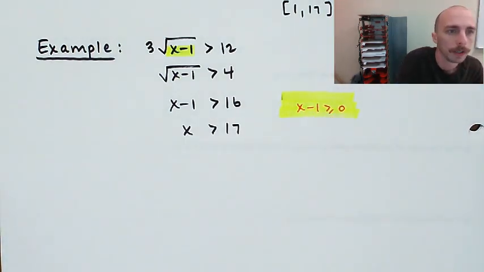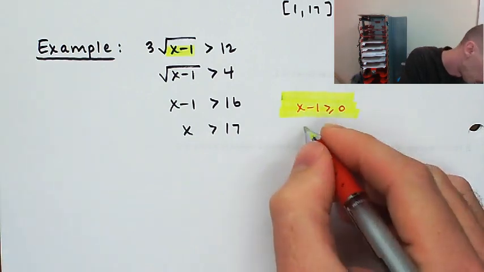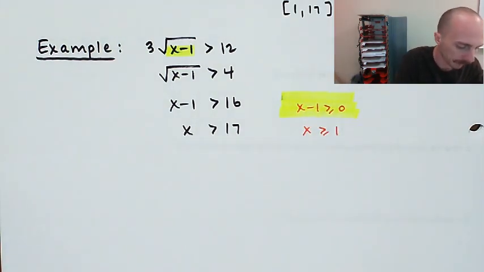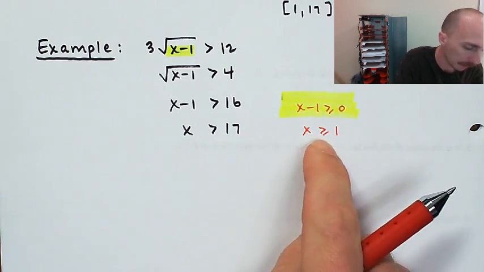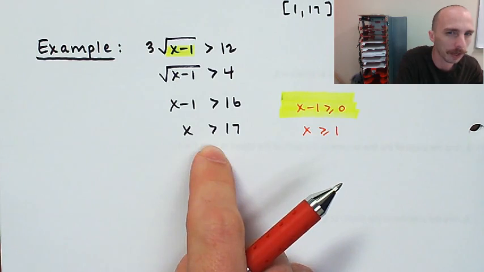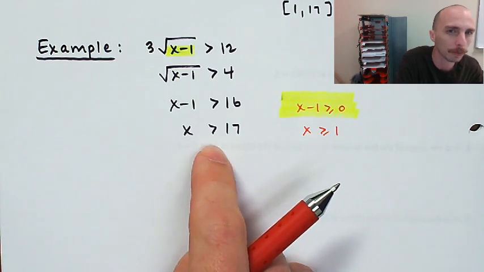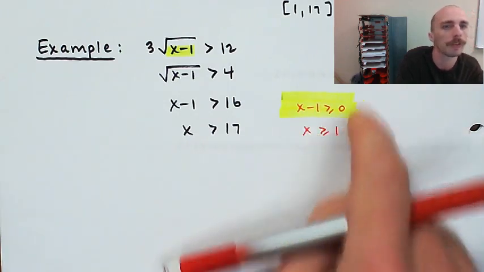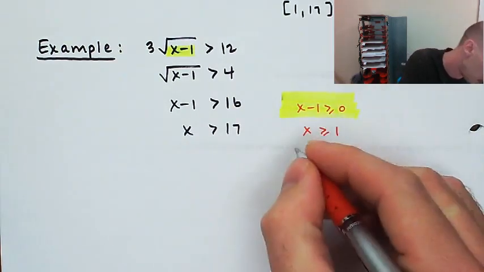Right. So I'm going to solve, and that's going to be x greater than or equal to 1, just like it was before. But if it's the case that x is greater than or equal to 1 and x is greater than 17, that's the exact same thing as just saying x is greater than 17. Because if it's greater than 17, it will already be greater than or equal to 1. So this is redundant in this situation.